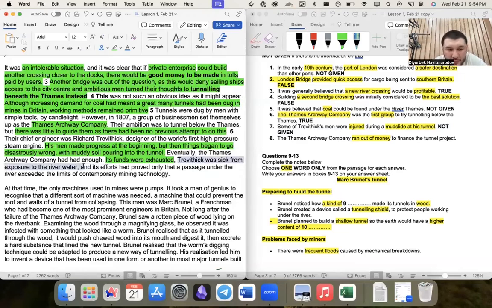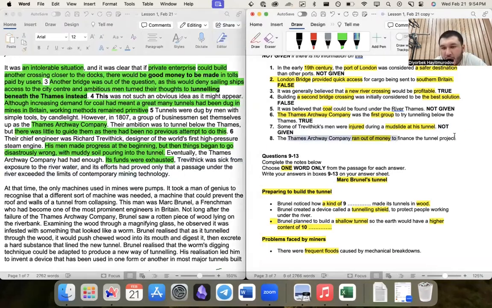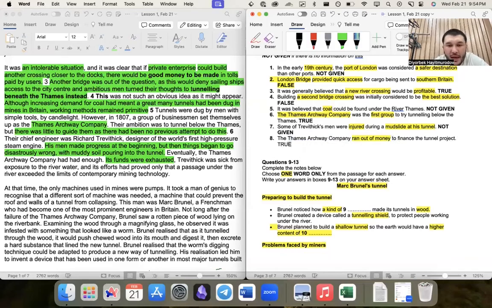And he was sick from exposure to the river. So here it says he ran out of money. So that makes the answer for question number 8 what? The answer for question 8 is then exactly, true.